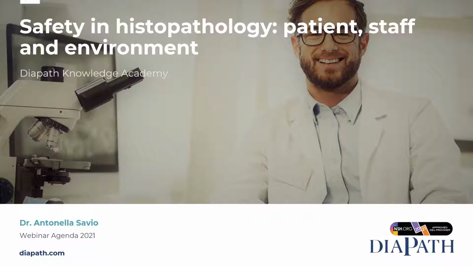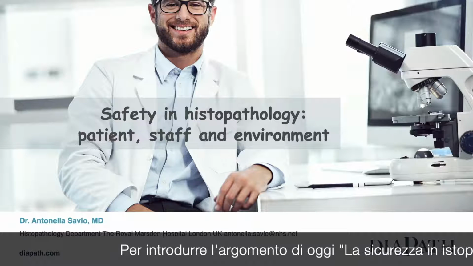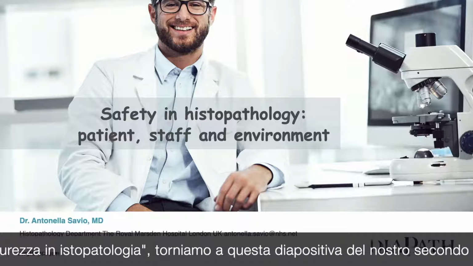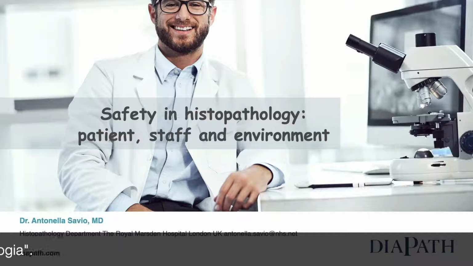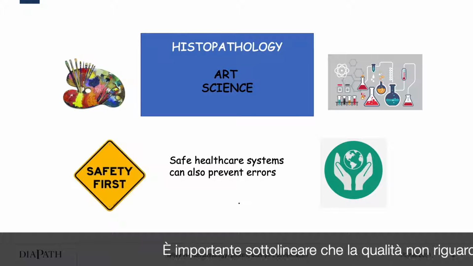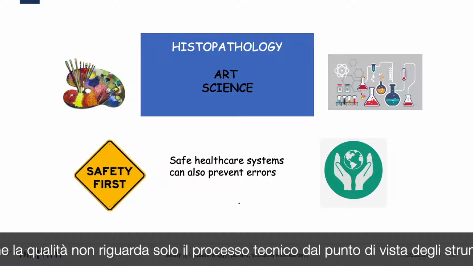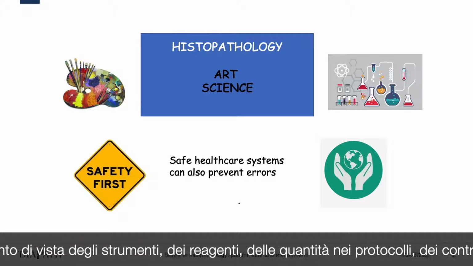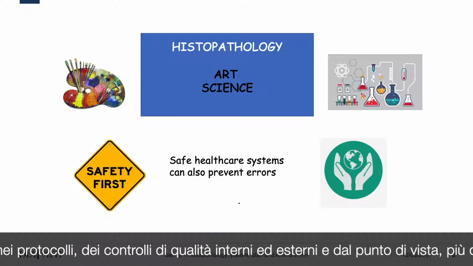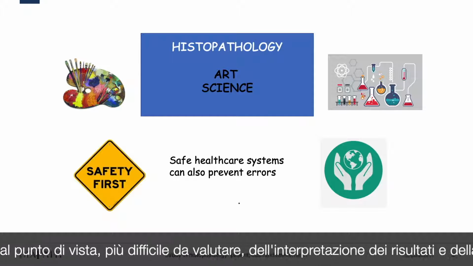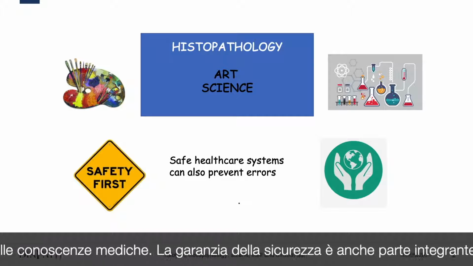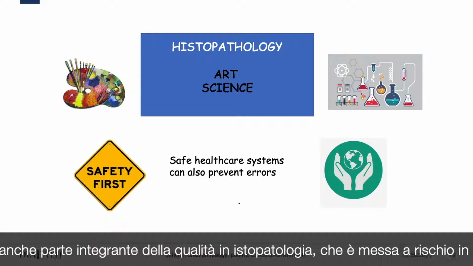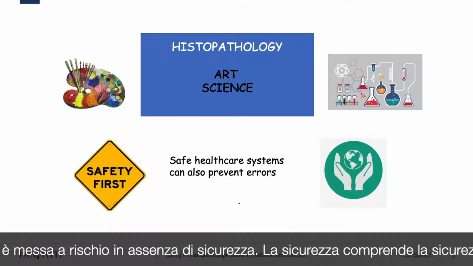Safety in histopathology. Patient, staff and environment. To introduce today's topic, the safety in histopathology, let's go back to this slide from our second webinar, The Journey Towards Quality in Histopathology. It is important to stress that quality does not only involve the technical process from the point of view of instruments, reagents, quantities in protocols, internal and external quality controls, and from the more difficult to be assessed point of view of interpretation of results and their evaluation in the context of knowledge. Safety assurance is also an integral part of quality in histopathology, which is at risk in the absence of it.